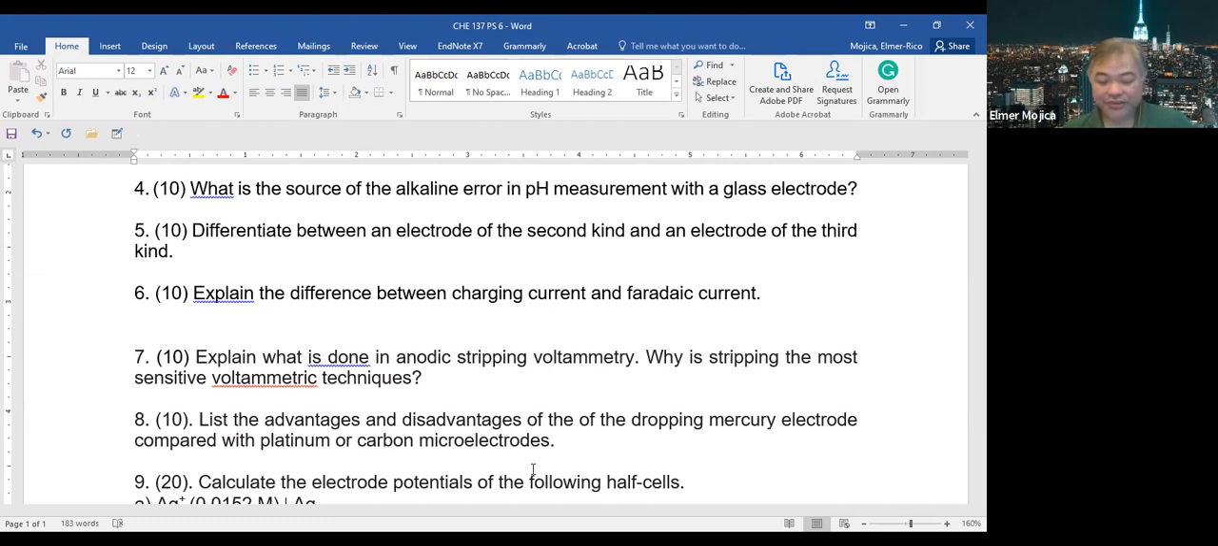So, mercury electrode siya, pero nagre-response siya doon sa calcium ion. Okay? Ang ginagawa mo lang is lagyan mo lang siya ng EDTA na nag-perform ng complex with mercury. Okay?